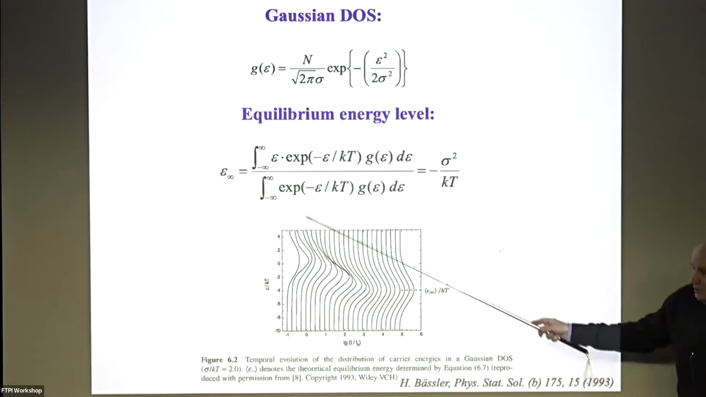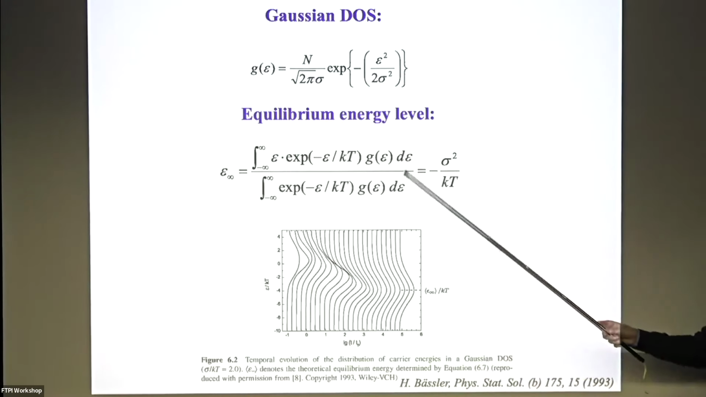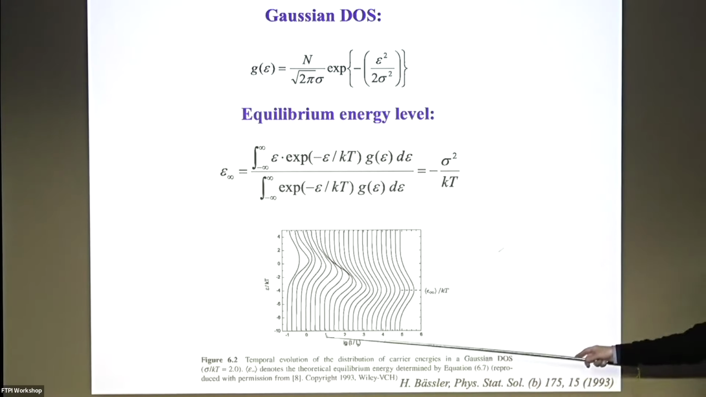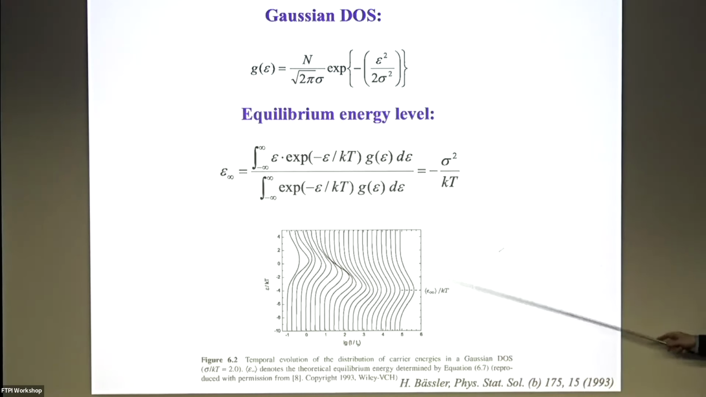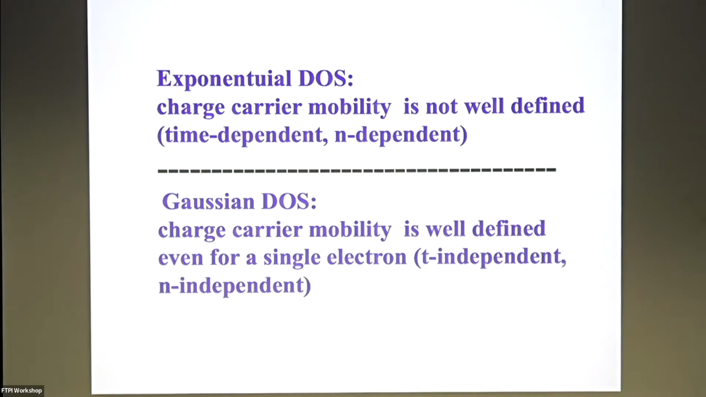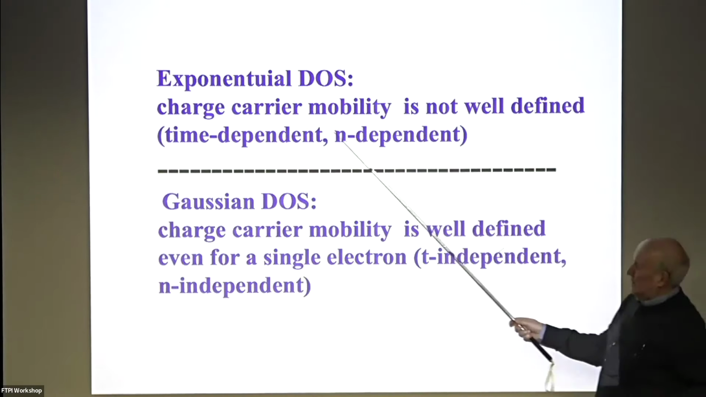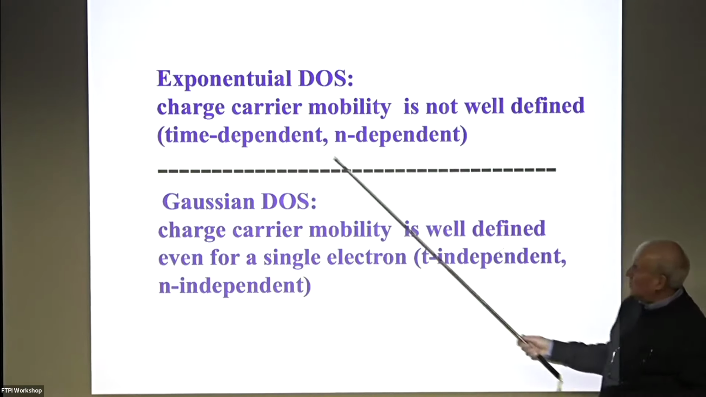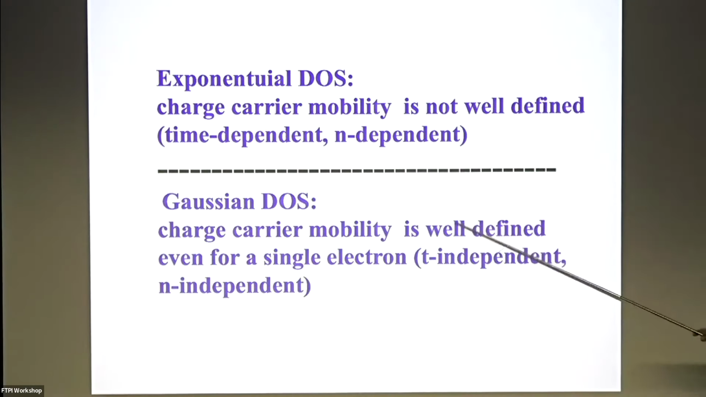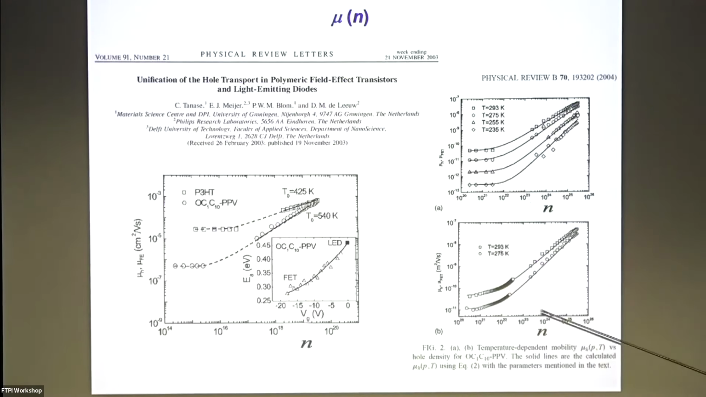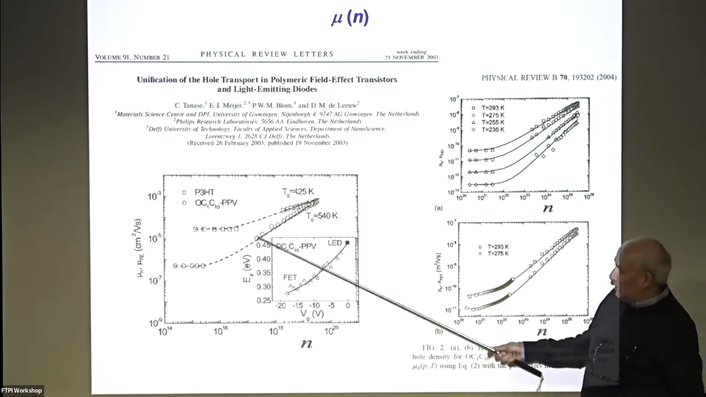So you distribute electrons randomly along the energies, and you trace the evolution of the distribution in time. And when the distribution arrives at this thermalization energy, the distribution doesn't change. And it means the exponential density of states is in fact a bad density of states to treat, because mobility is time dependent and concentration dependent. In the Gaussian density of states, we can make the concentration zero, a single electron in your system. It's very comfortable. And if you do it, the following explanation comes.